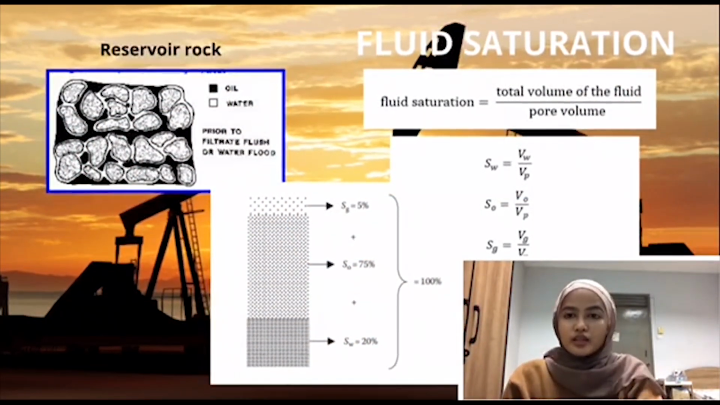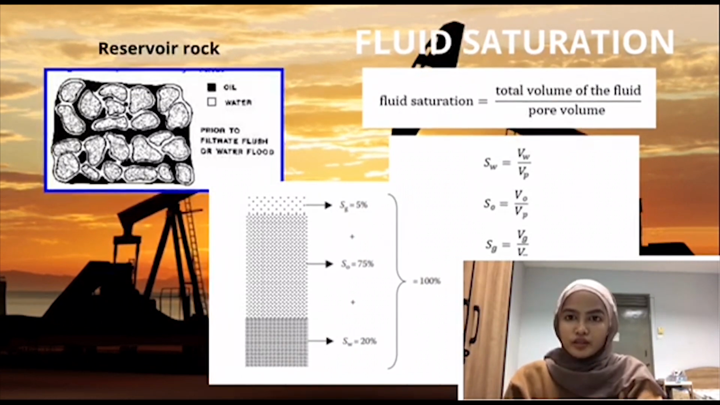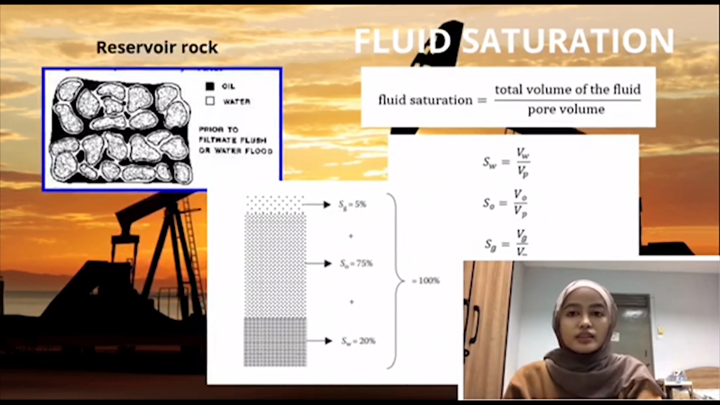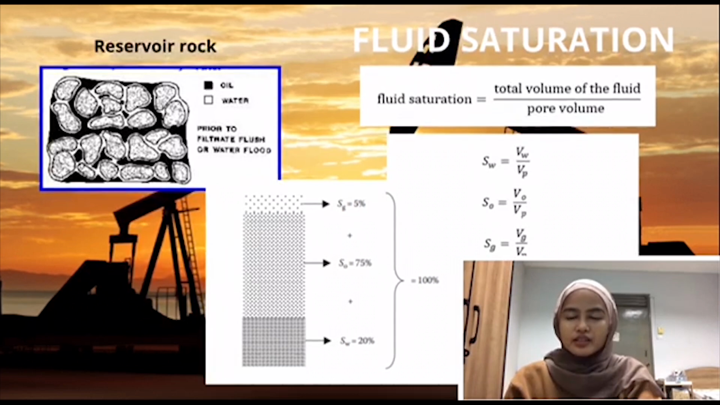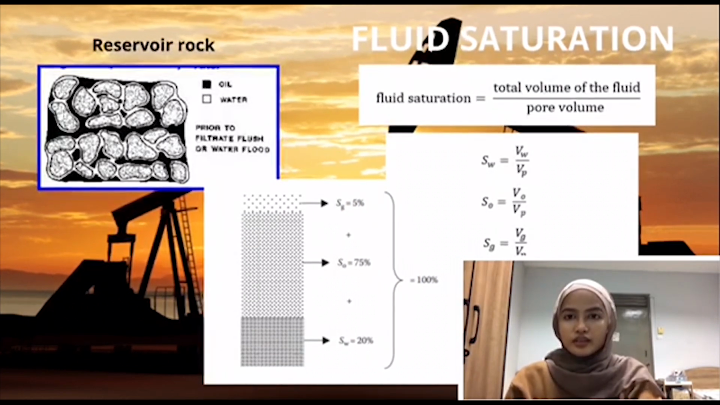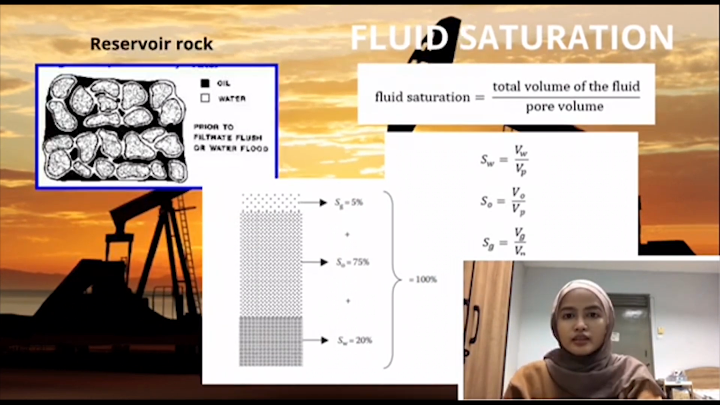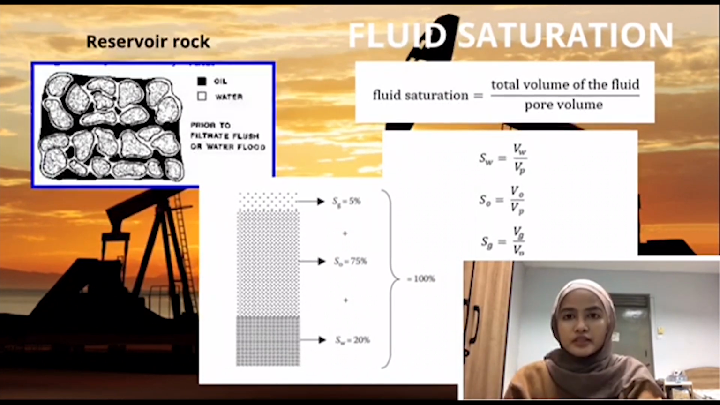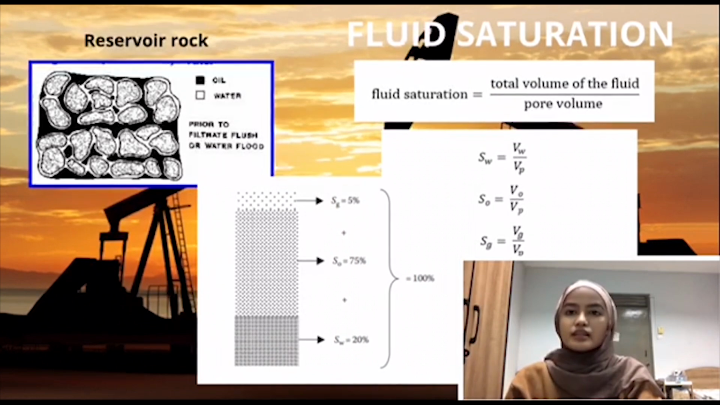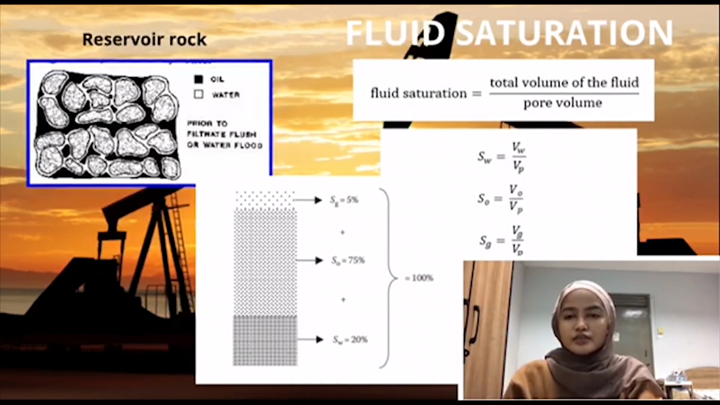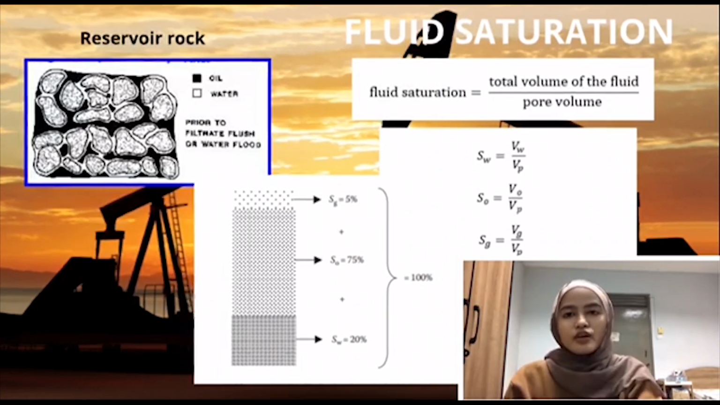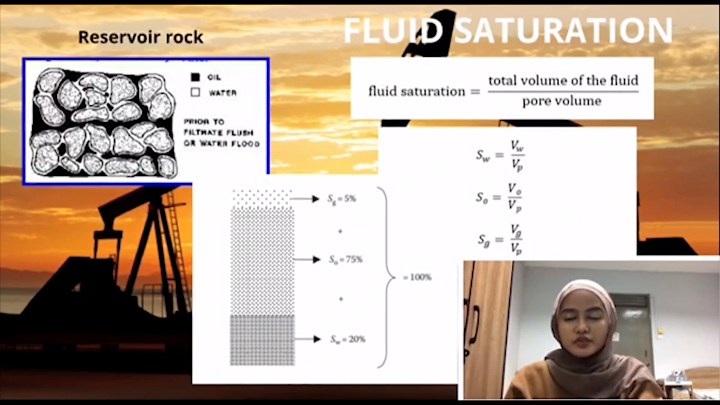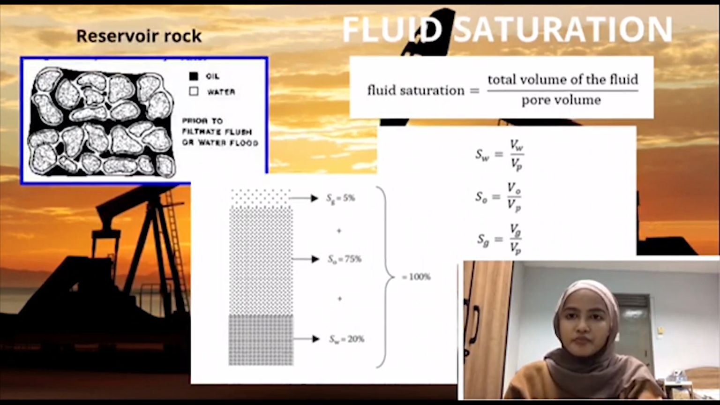Reservoir rock normally contains hydrocarbon and water, and this water can also be referred to as connate water or interstitial water. The parameter of fluid saturation can be expressed mathematically by dividing the volume of fluid by the pore volume. Therefore, the saturation of each fluid can be calculated.